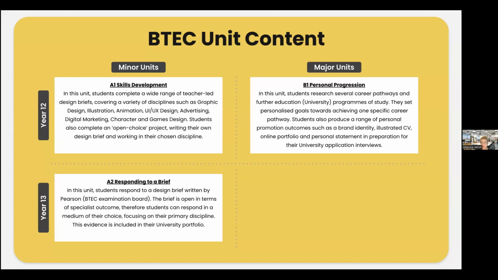So in this unit, students have time with the teachers to research several career pathways. We map those pathways to different universities, so they actually research what universities offer courses in the career of their choice. They decide on some personalised goals towards achieving that career, and then they produce personal promotion items for themselves. So they'll design a brand identity or a logo for themselves. They'll create an illustrated CV. They'll produce an online portfolio of all of their work. And we help them as well to write their personal statement in preparation for their university application.